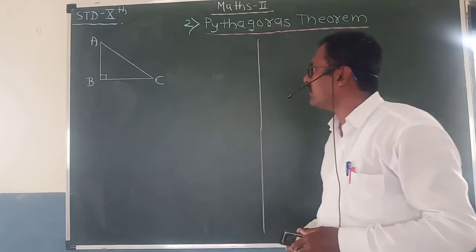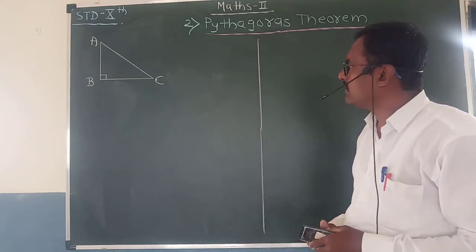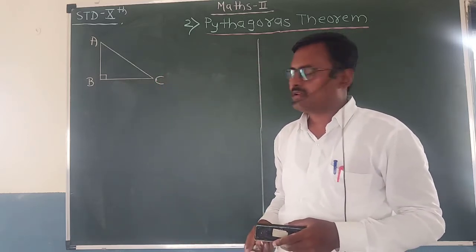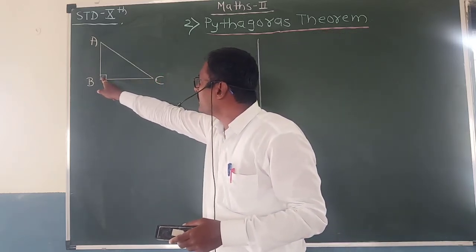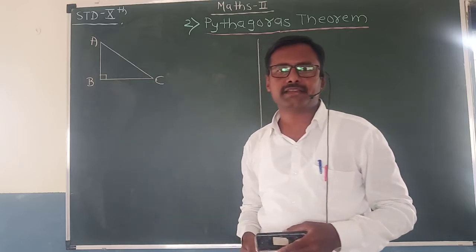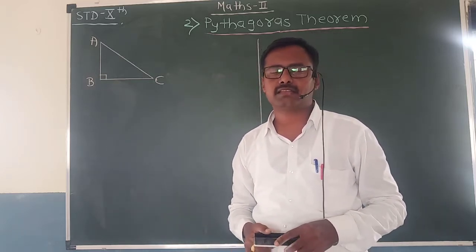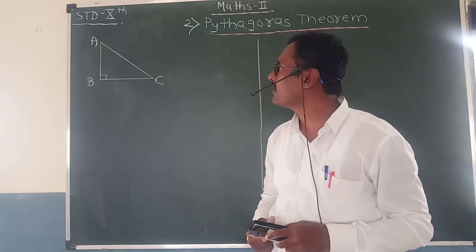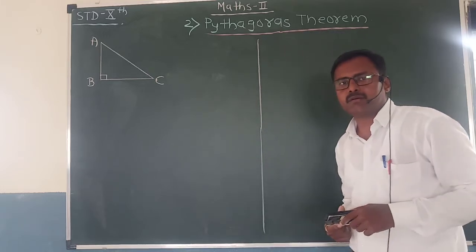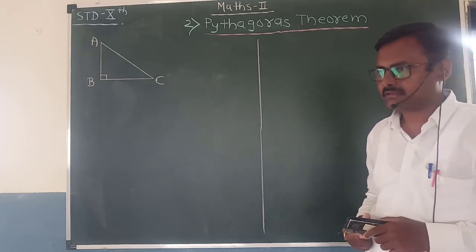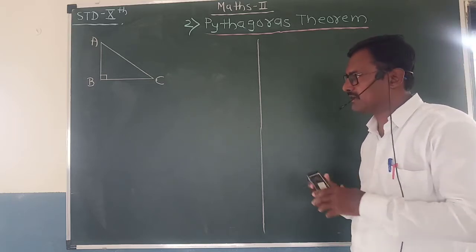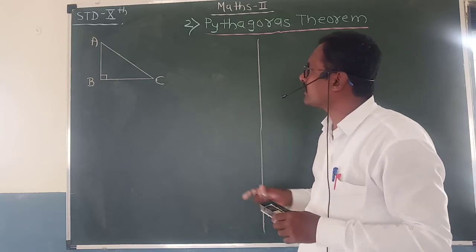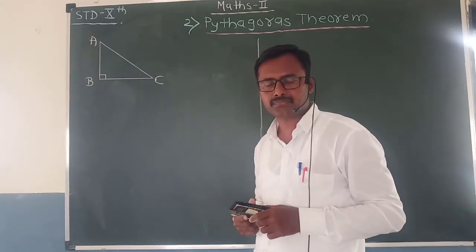We have already drawn a right angle triangle, and angle B is 90 degrees. That is already mentioned on the board. The theorem of Pythagoras related to this topic we have to discuss in the case of a right angle triangle.